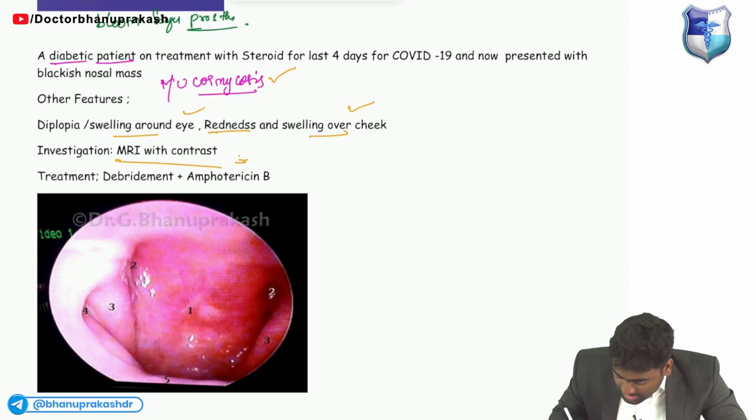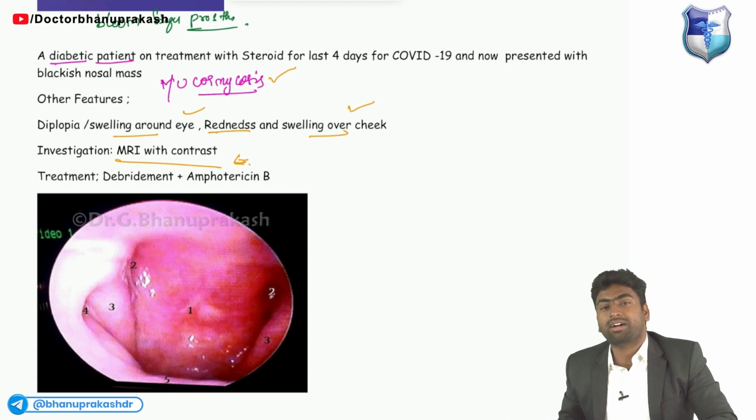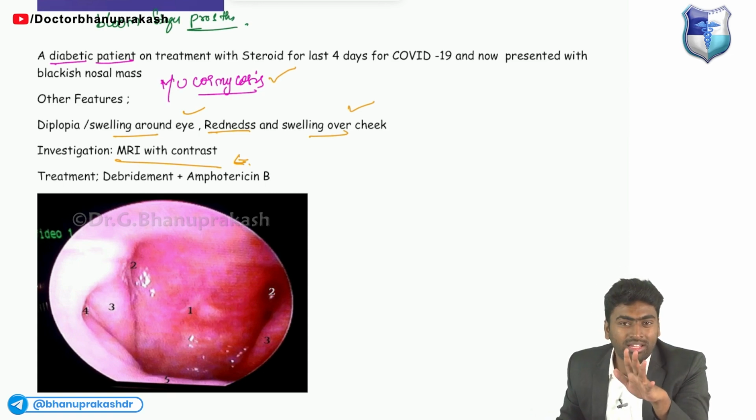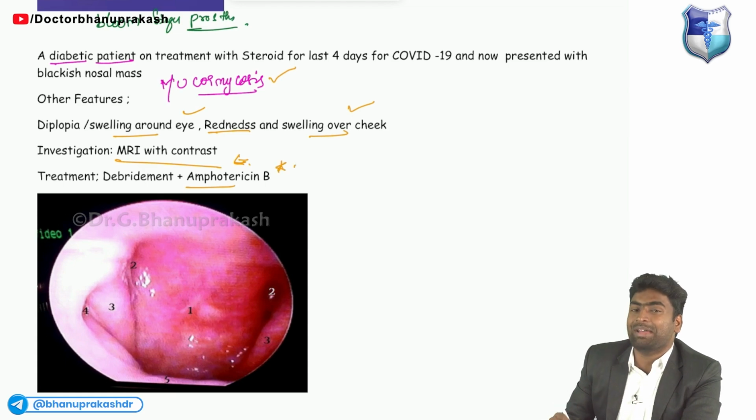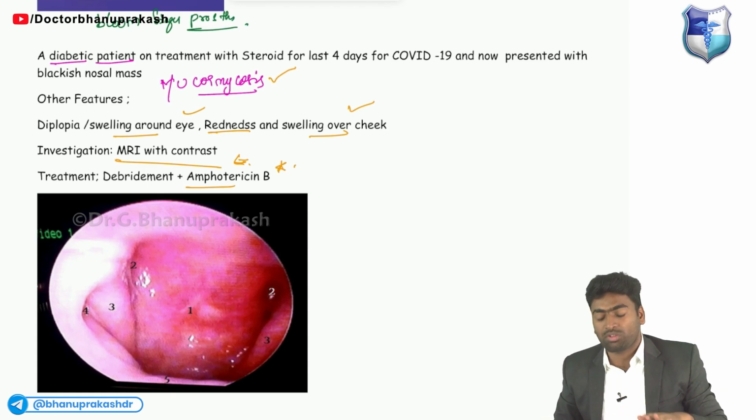For the diagnosis, what will we do? We'll do an MRI with contrast. And for treatment, what will we do? We'll give amphotericin B. We'll give amphotericin B.